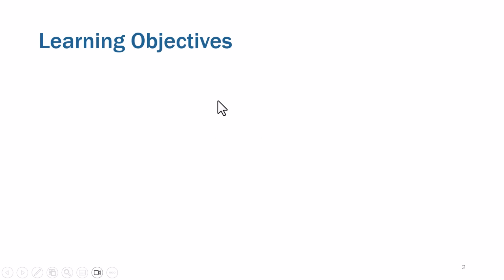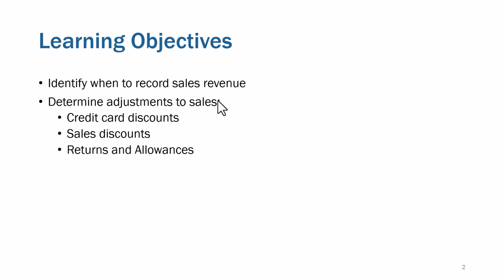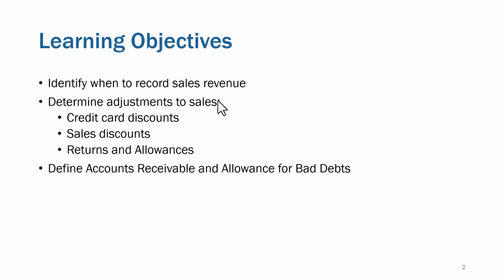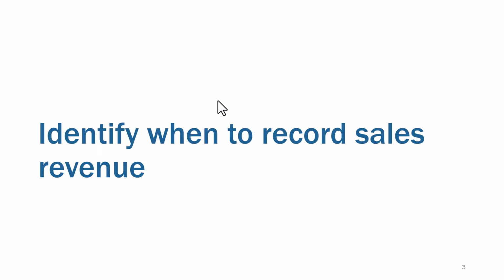All right. So the learning objectives here, we want to identify when to record sales revenue. We want to determine adjustments to sales: credit card discounts, sales discounts, returns and allowances. We want to define accounts receivable and the allowance for bad debts, and then determine bad debt expense using both the percentage of credit sales method and the aging method. All right, let's get into it.